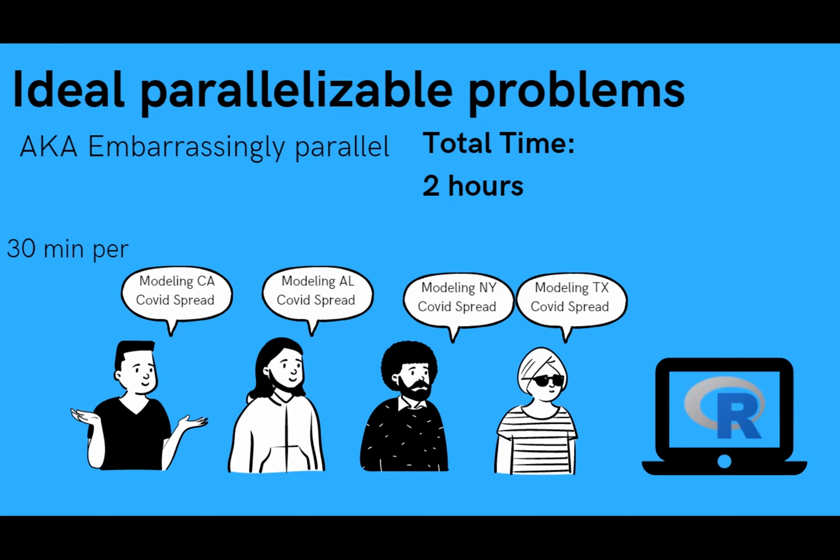And so say we do something like this, where each of them is doing this modeling task of modeling COVID spread, and each task takes 30 minutes. There are 4 tasks, total time 2 hours, right? So, well, they're waiting in line.